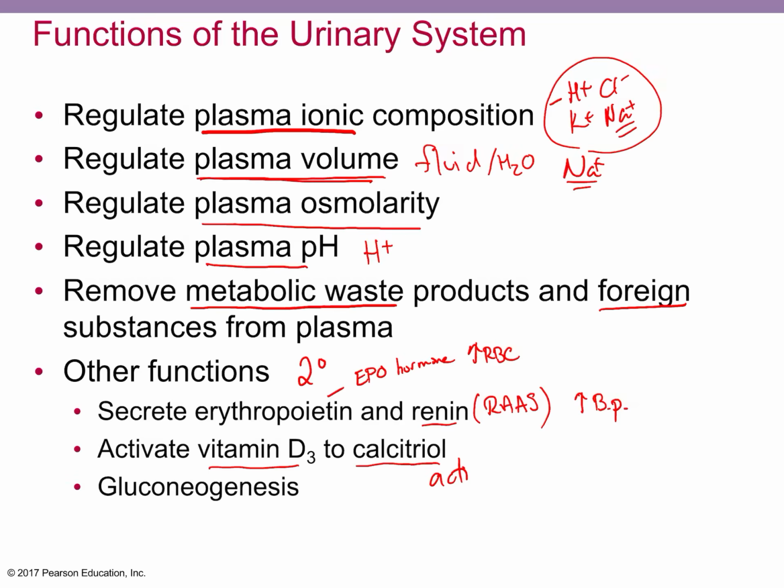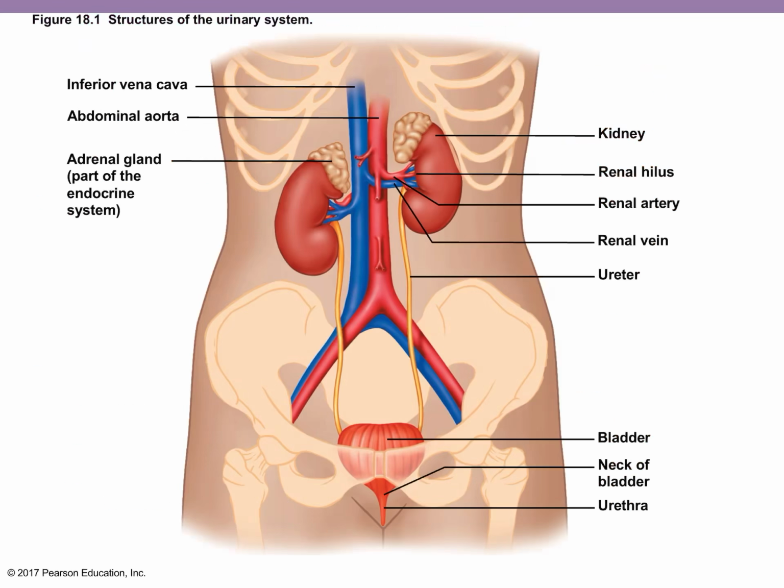And then your kidneys activate vitamin D3 to the active form of vitamin D3, which is called calcitriol. So this is your active vitamin D3. And then there's gluconeogenesis. So if you remember this is making glucose from scratch. So if you're starving, if your body needs glucose, your kidneys actually have this function along with your liver.